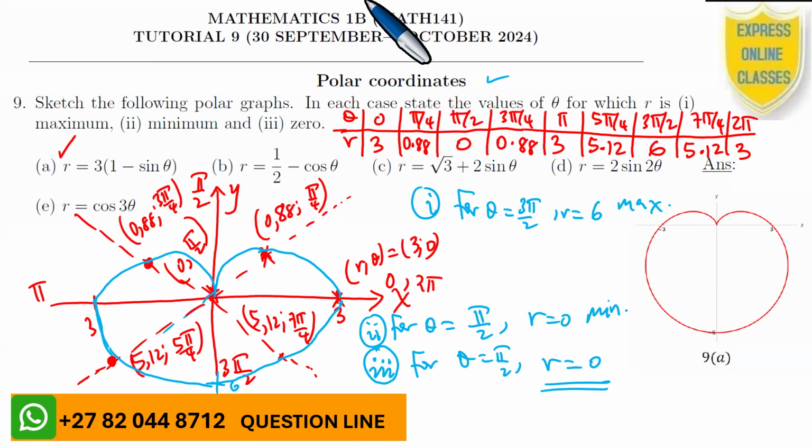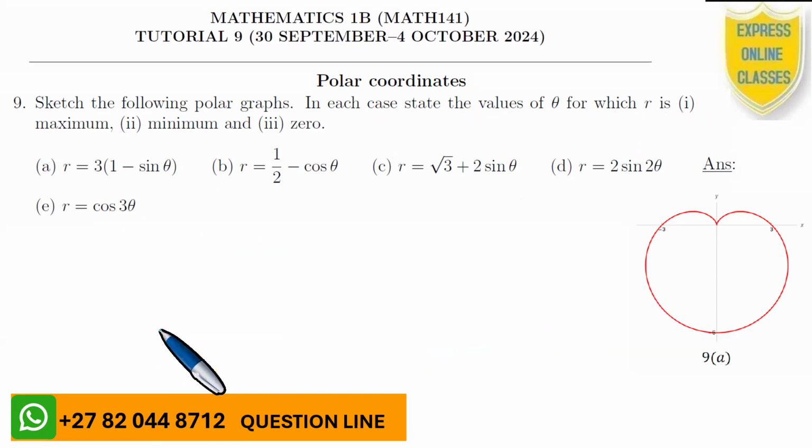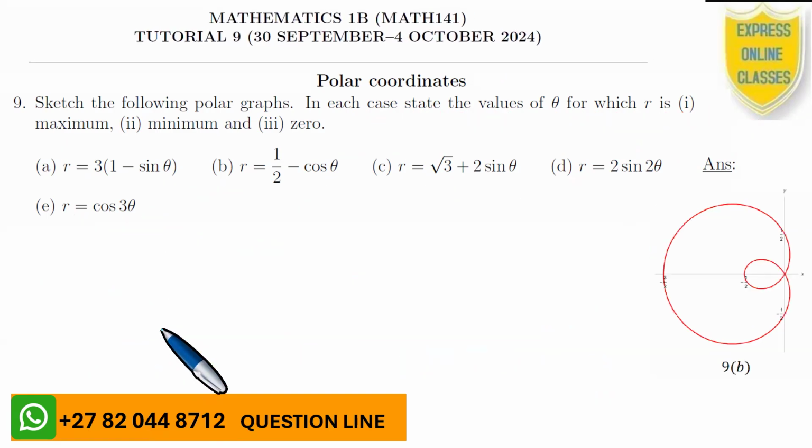Let us look at part B. Right, in part B, we have exactly the following. Okay, let us look at this given shape.